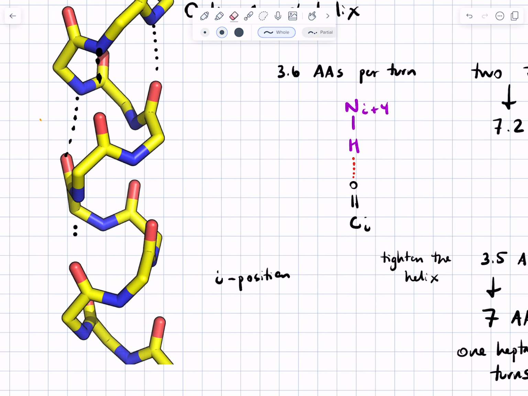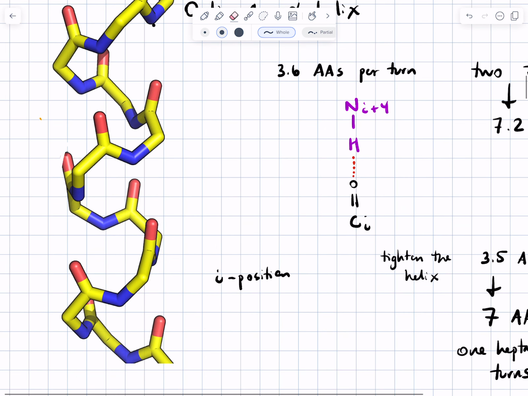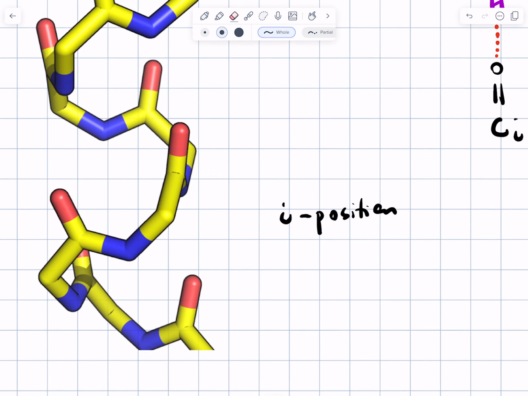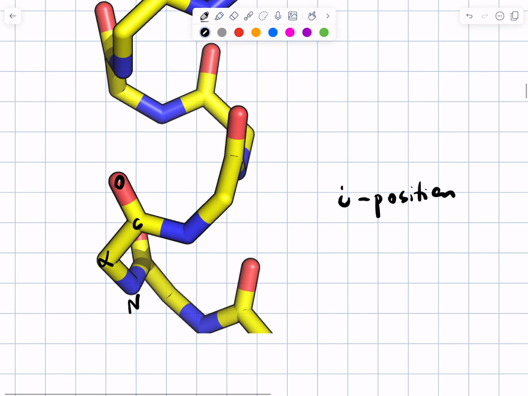The alpha helix is characterized by this spiral backbone of the peptide. So to get you oriented, this is the amide nitrogen of an amino acid. This is the alpha carbon. This is the carbonyl carbon. This is the oxygen. We're going to count from here. This is our starting point. We're going to call this the I position. That's position I, the starting point.